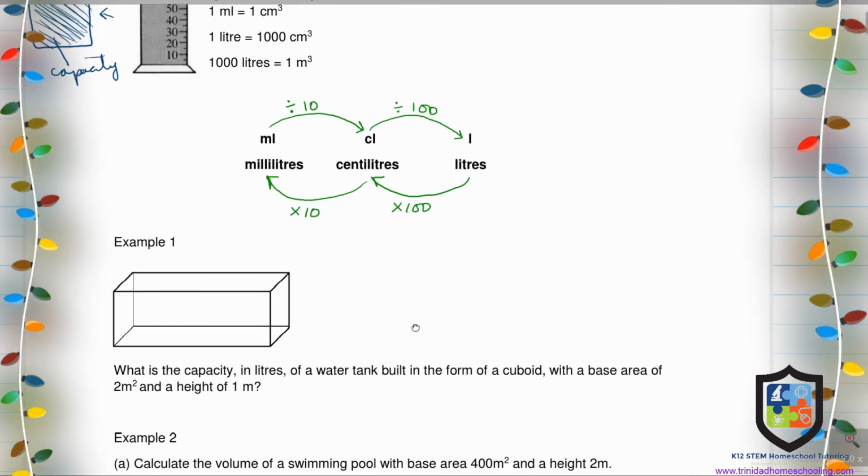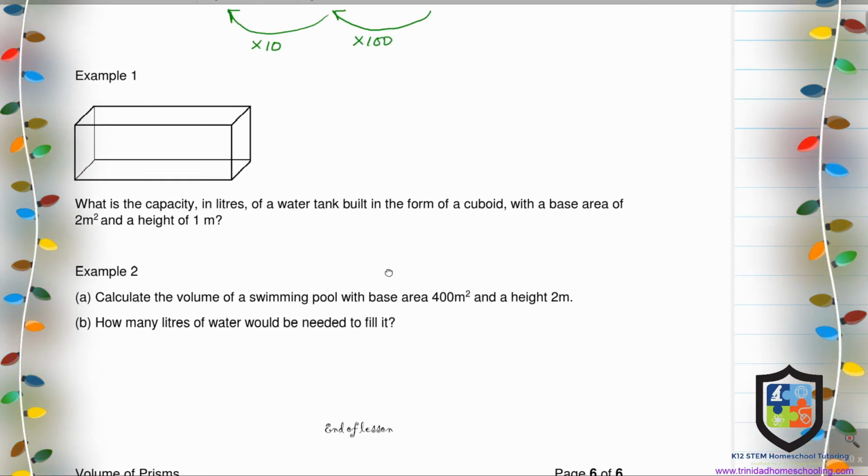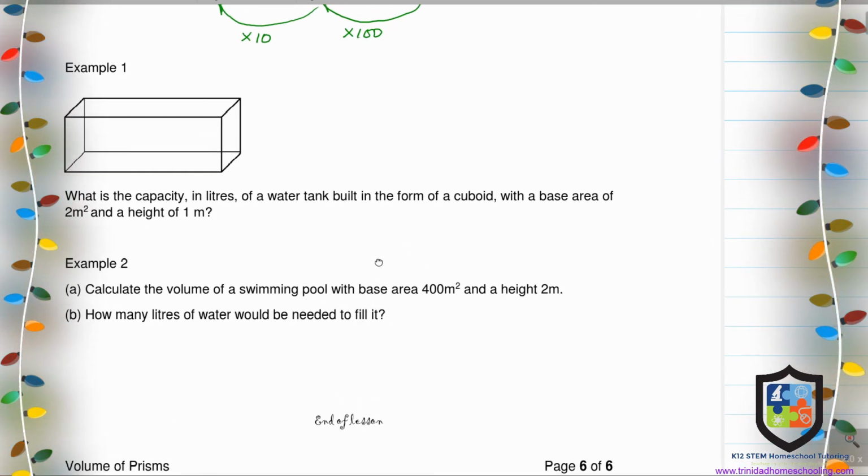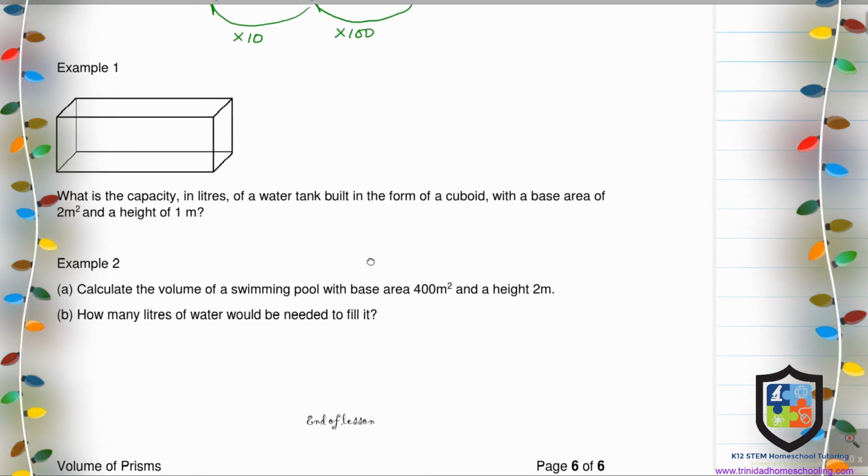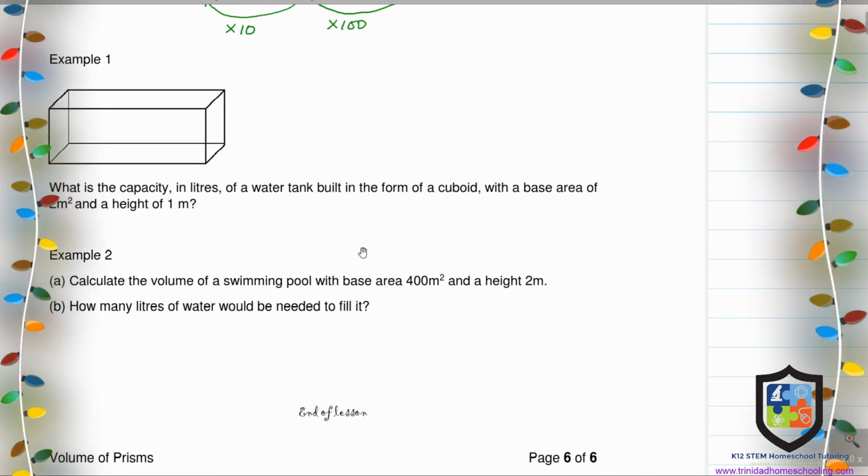So let's look at some examples. I just have 2 examples for you, and then we're done with this topic for now. We will revisit this topic again later on. So let's look at example 1.